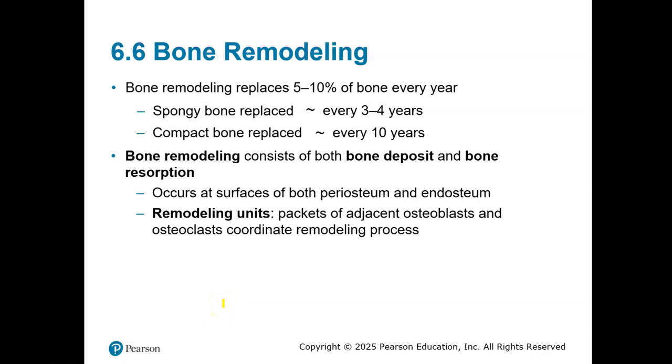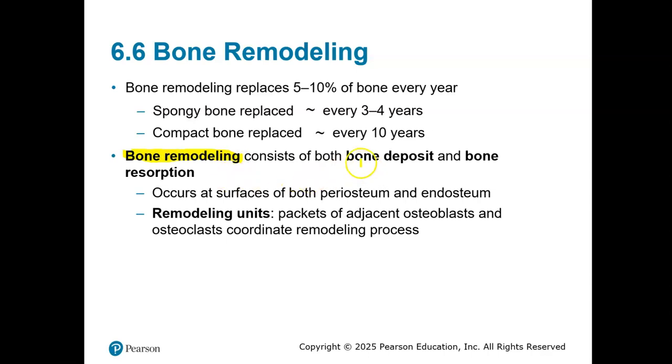Our bones continue to, it's kind of like our skin. We shed the top layer of skin about every 3 weeks, and it's replaced with new skin cells. So bone remodeling is kind of like that. It's just slower. Spongy bone is replaced every 3 to 4 years, and compact bone is replaced every 10 years. So bone remodeling happens throughout our lives, where we are constantly losing bone tissue and replacing it.